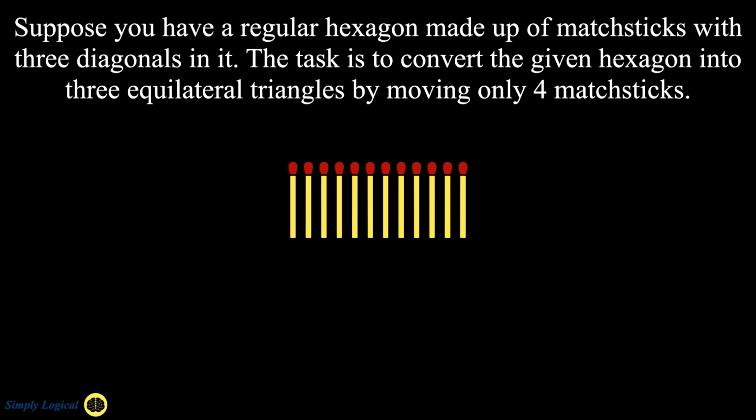Suppose you have a regular hexagon made up of matchsticks with 3 diagonals in it. The task is to convert the given hexagon into 3 equilateral triangles by moving only 4 matchsticks. Before actually getting into the problem, let me explain what are hexagon and equilateral triangle.